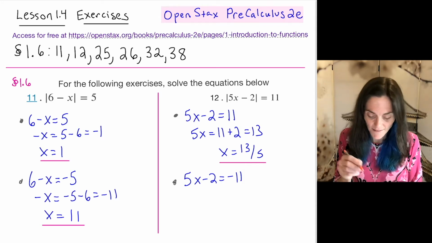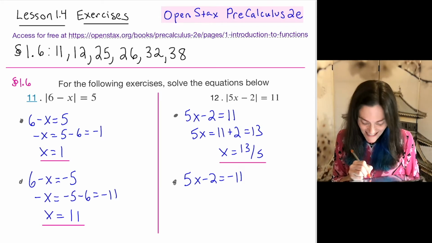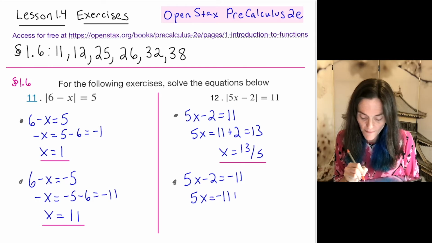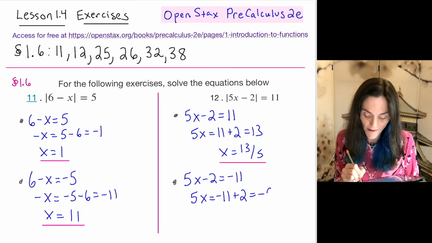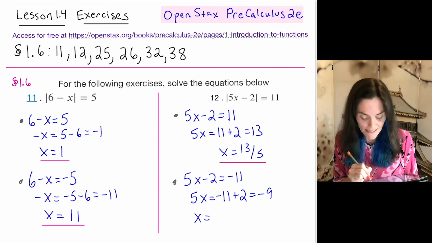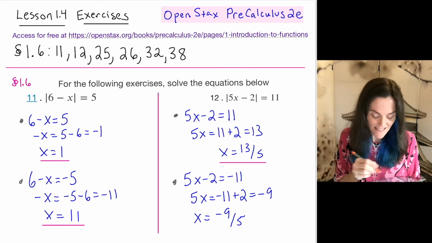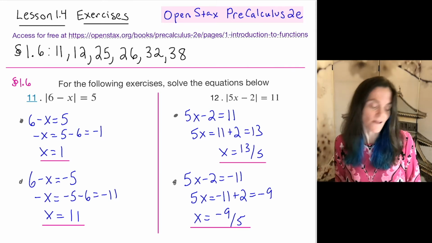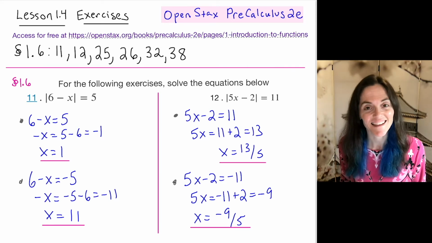The other one, similar steps. Let's add 2. 5x is minus 11 plus 2, which is negative 9. And once again, we divide by 5. We get x is negative 9 over 5. This is the other x value that solves this equation. Now we move on.